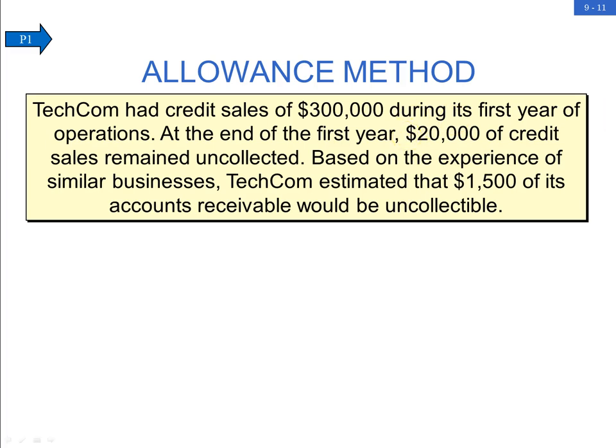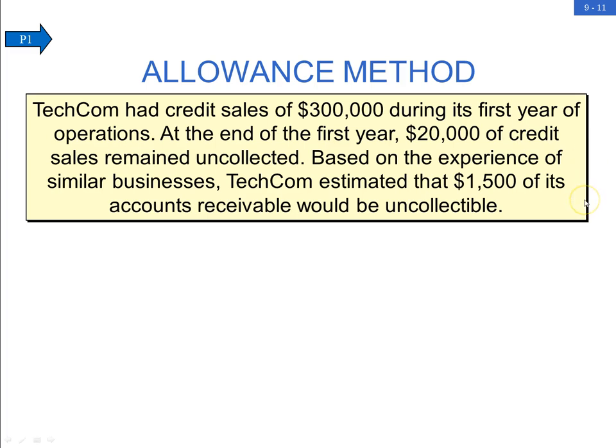Now, based on the experience of similar businesses, because this is our first year of operations, the only way we could estimate the bad debt is to look at similar businesses. Based on similar ones, we estimate that $1,500 of our accounts receivable is going to be uncollectible, meaning we're not going to get that money.